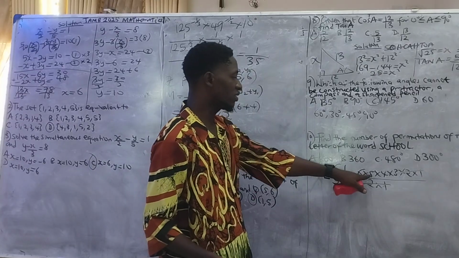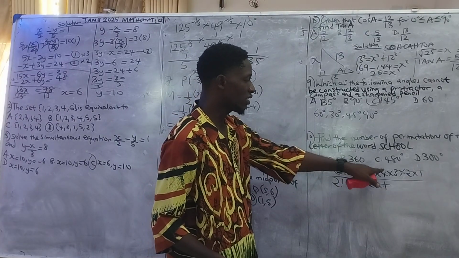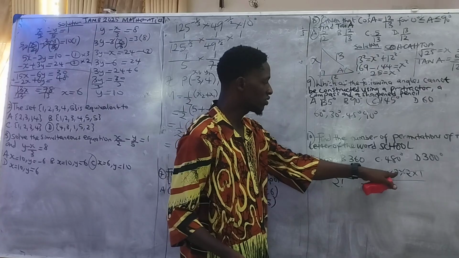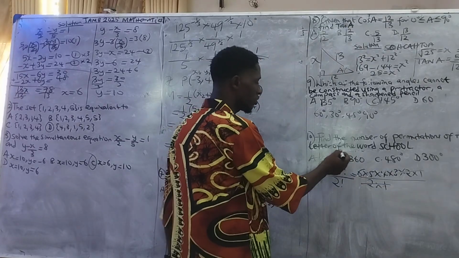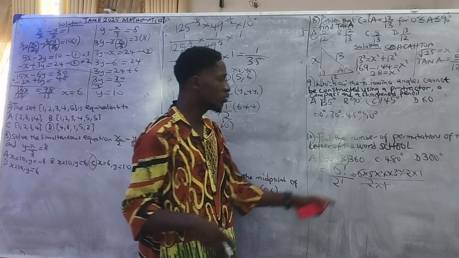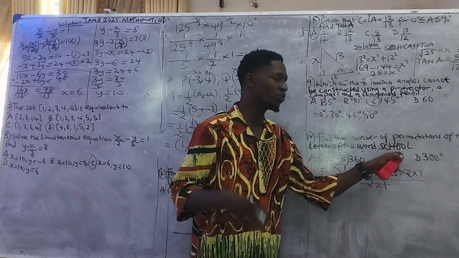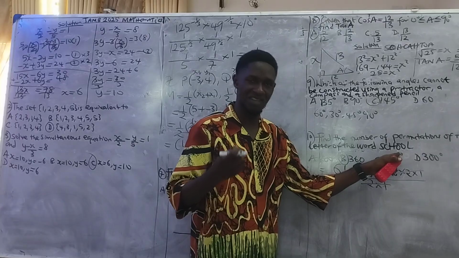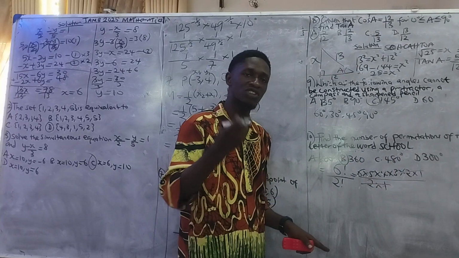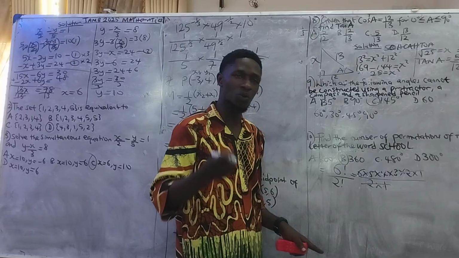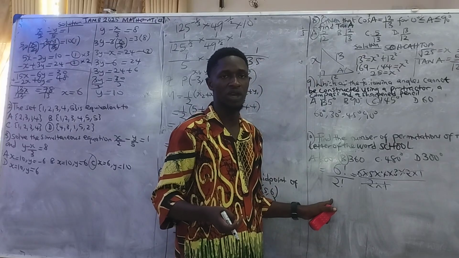So we have 6 times 5 is 30. 30 times 4 is 120. 120 times 3 is 360. So 360 is the answer. When you are doing this kind of question, make sure you count the total number of letters there. After that, you check how many of them occurred more than once and put it as a factorial under it.